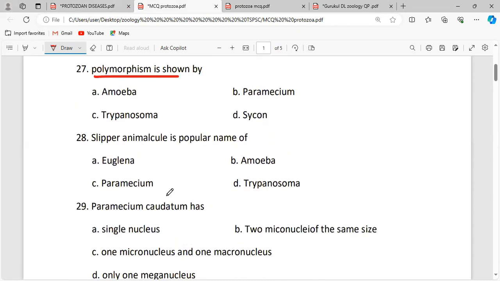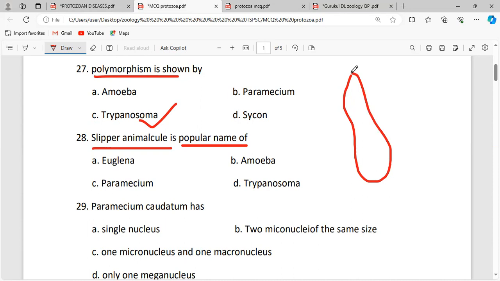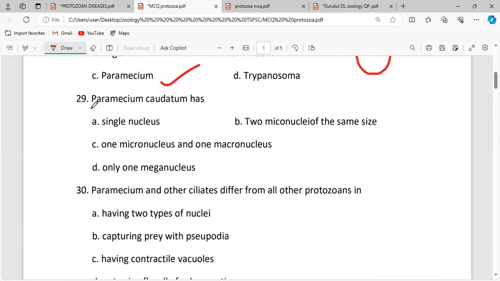See, everything will be there in the PPT. Okay, trypanosoma is your answer. Slipper animal, give. This also I have explained. This protozoan looks like a slipper, like this. And what is it? Lalita, answer. Very good. Paramecium. Clear?